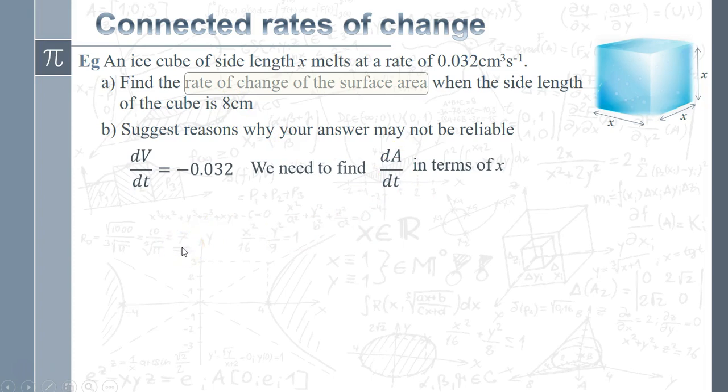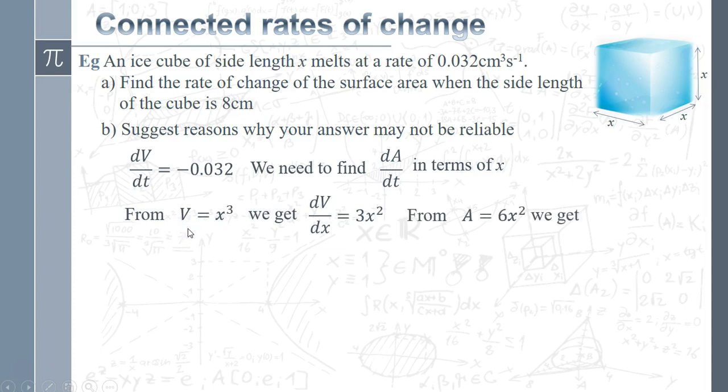Well, if it's not immediately obvious, I would always start off with just thinking, well, what do we know? Well, we know from the volume, we can get dV/dx, and from the surface area, we can get dA/dx, which is 12x. Now, we seem to have ended up with four things linking together here, or potentially being used. Let's see what's going to happen. So we need dA/dt.